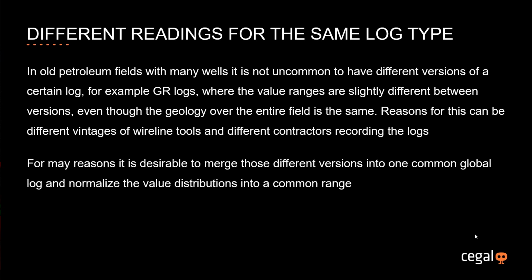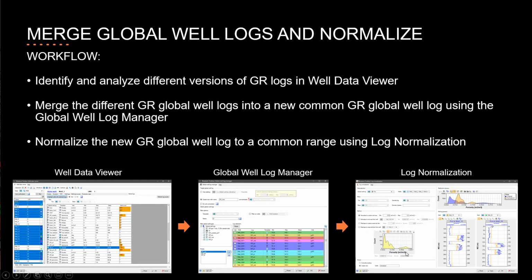For many reasons, it is desirable to merge those different versions into one common global log and normalize the value distributions into a common range. And that is what we are going to see an example of now in Petrel using tools from the Blueback Unconventional Toolbox. First, we will identify and analyze different versions of gamma ray logs in the well data viewer.